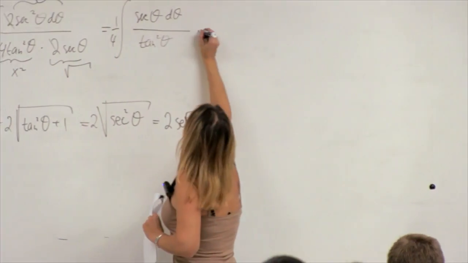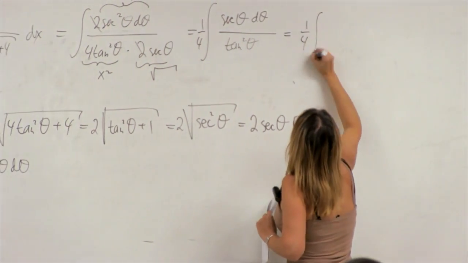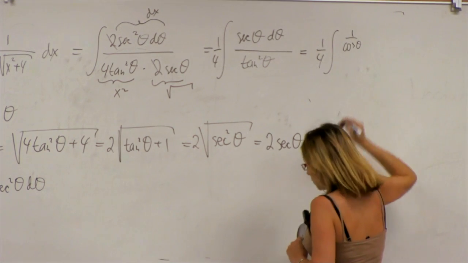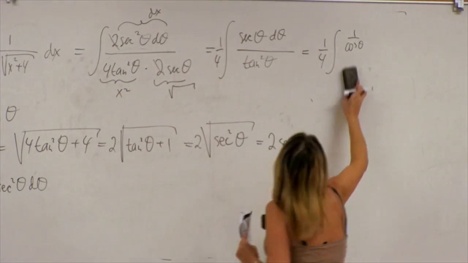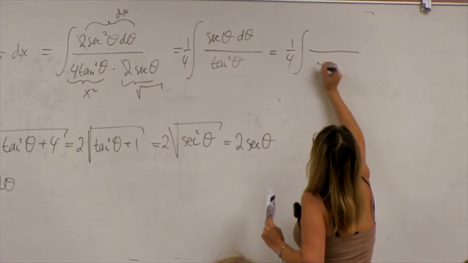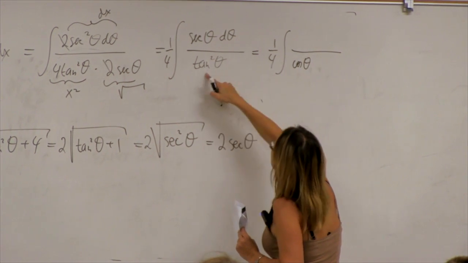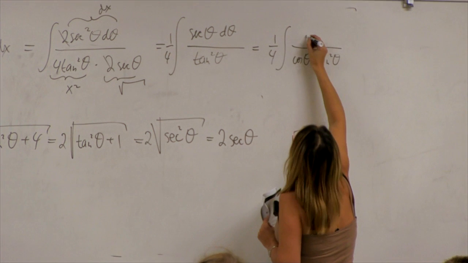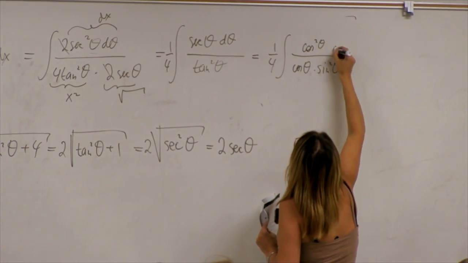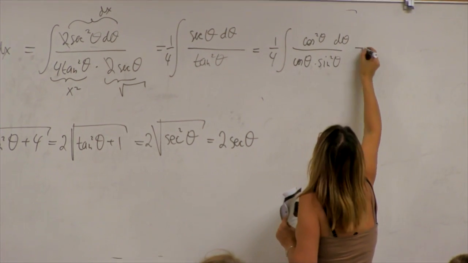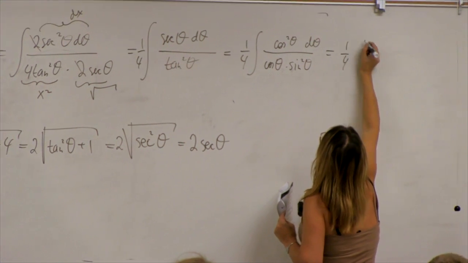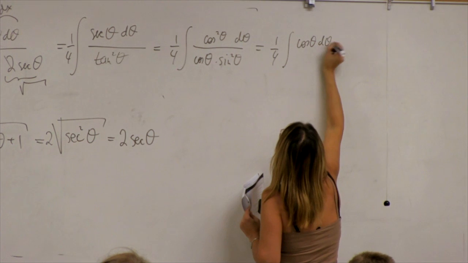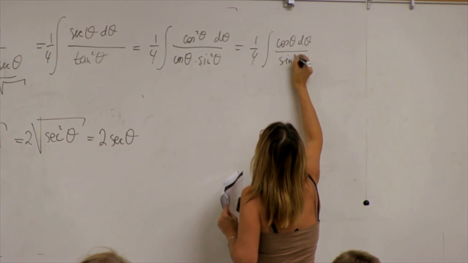So 1/4 secant is 1 over cos theta. No, actually, let me do it like this. So I have cos theta, and tangent is sine squared theta over cos squared theta, d theta. And I have one more cancellation. Cosine goes, so I have cos theta d theta, and I have sine squared.